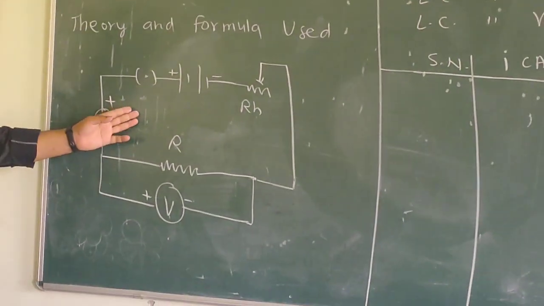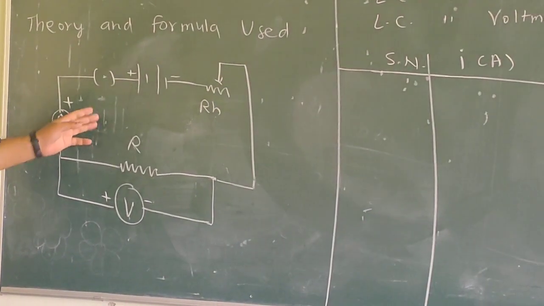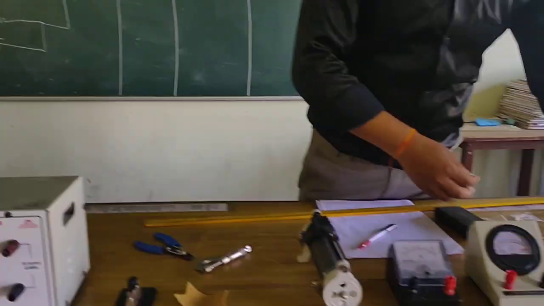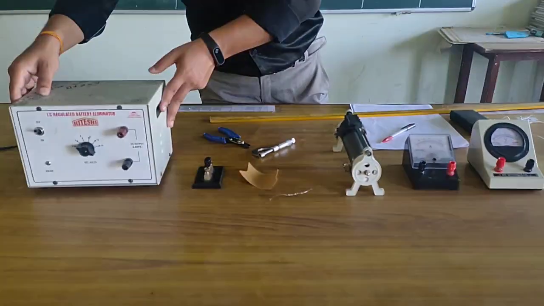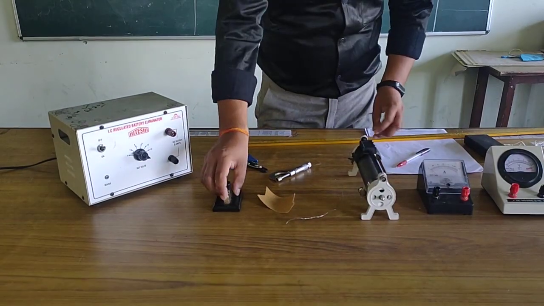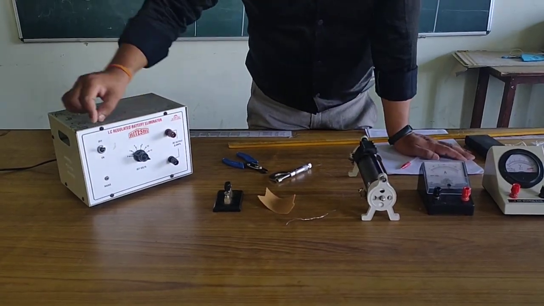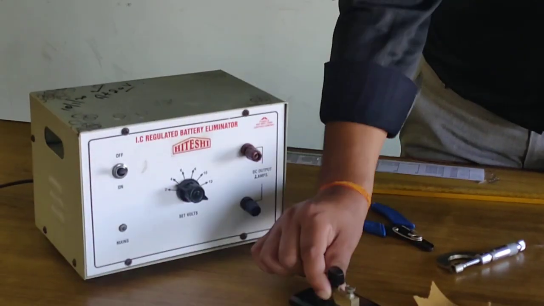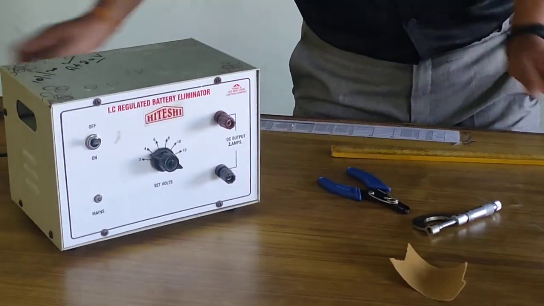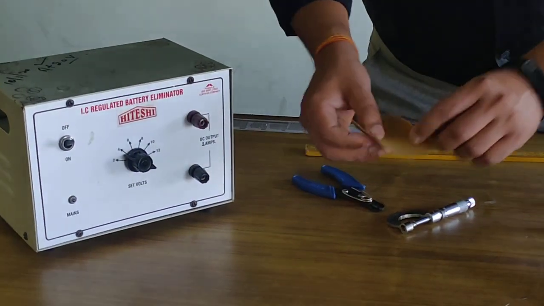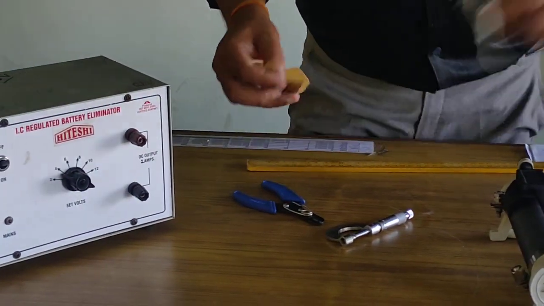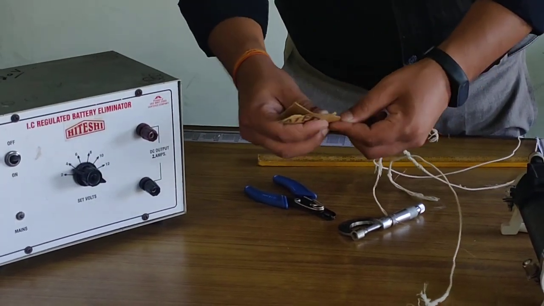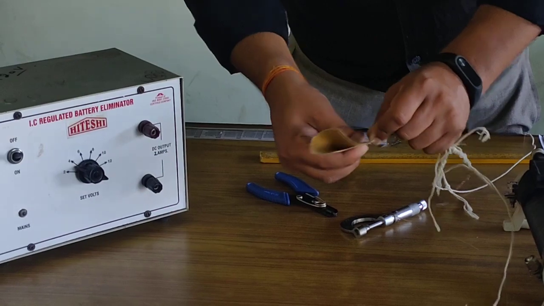Now as you can see in the circuit diagram, we are going to join the circuit by using this connection wire. So we have this battery eliminator. Since this battery eliminator already contains an on-off switch, we are not going to use this two-way key. One more thing, this sandpaper we are using to rub the ends of the copper wire. So each copper wire that we are going to use, we should rub its end like this.